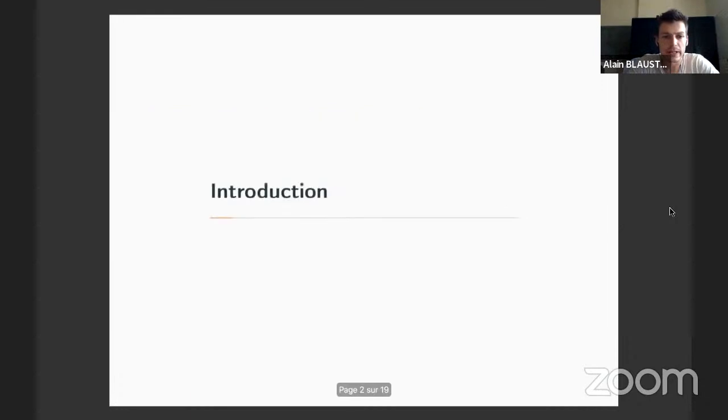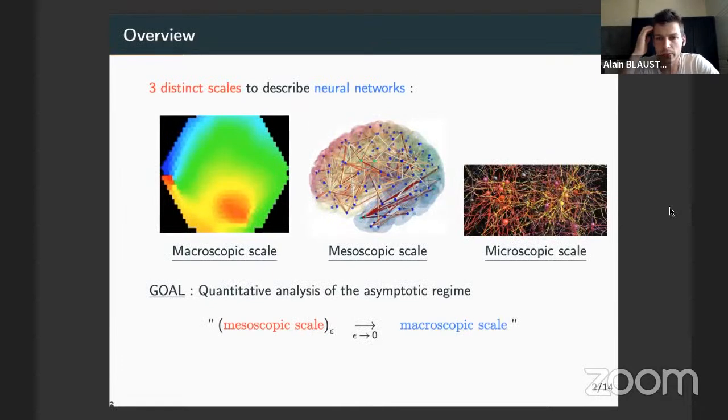And first, let me give you a brief global introduction of the things we will be talking about. Our purpose here is to describe neural networks. And in order for this to be done, there are different scales at which we can describe those networks. First, let me start with the microscopic scale, which focuses on the behavior of each individual neuron, and which can be very intricate to study when the number of neurons is large, since it contains a lot of information.